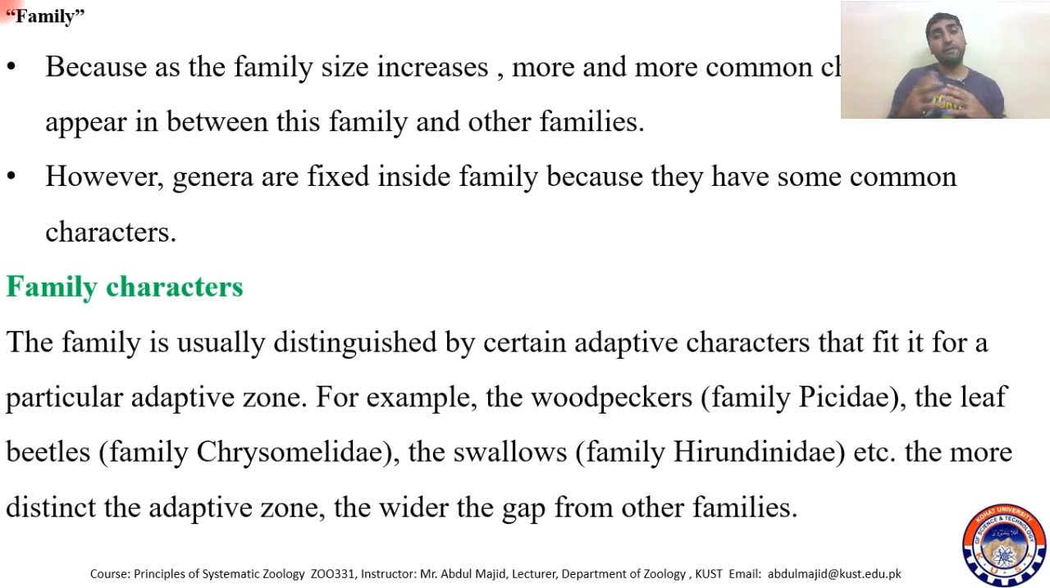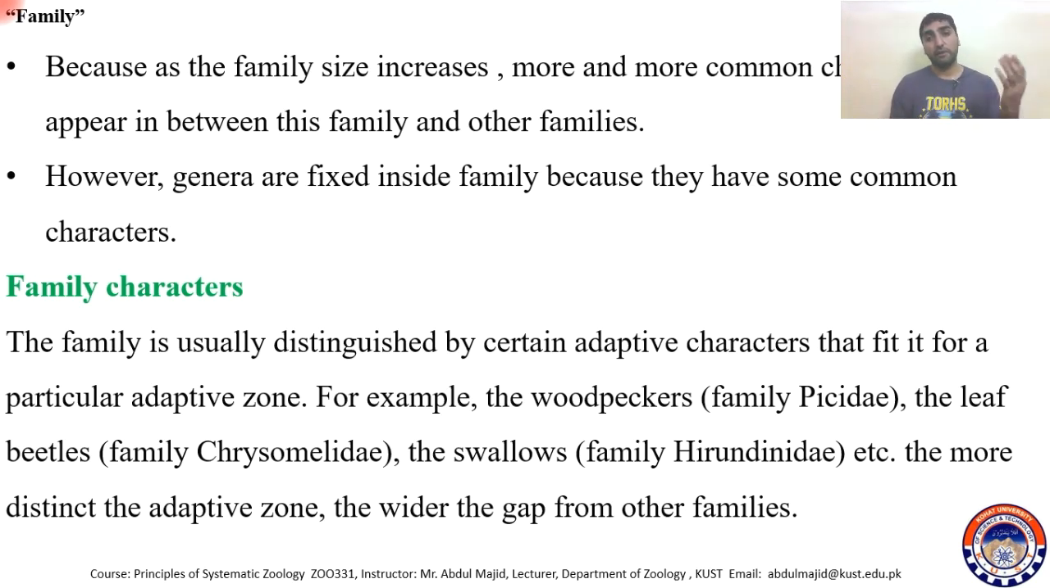Another example is leaf beetles, like Chrysomelidae. Again, it is very clear from this name, leaf beetles. And then there are the swallows, family Hirundinidae. So there is not just a single swallow. Swallow is a very huge family, and so on. Just go on, and there are many families.